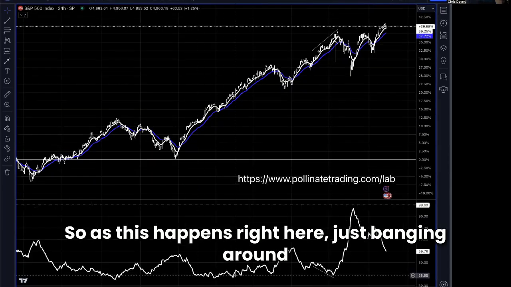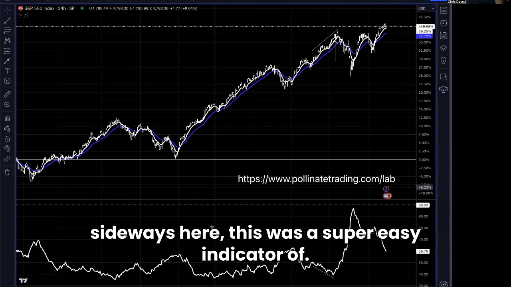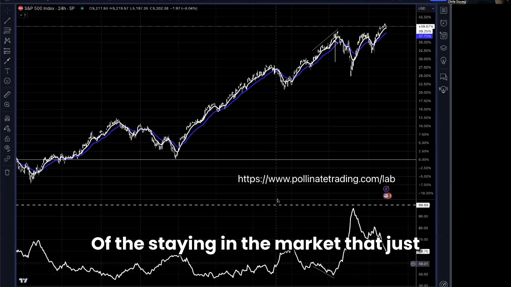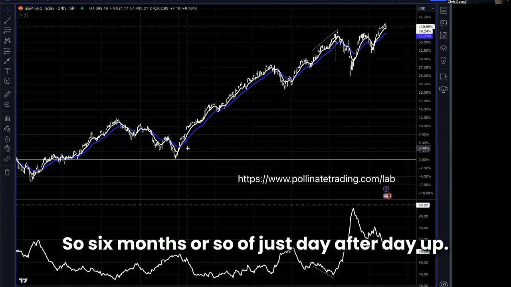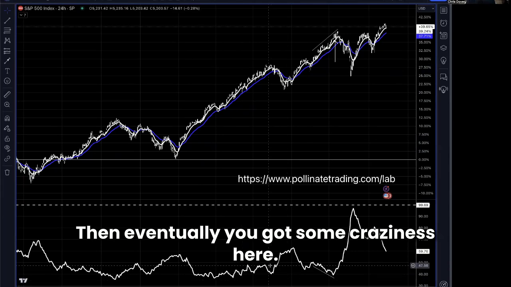So as this happens right here, just banging around sideways, this was a super easy indicator of staying in the market. That went from November 2023 till April, so six months or so of just day after day up. And then eventually you got some craziness here.